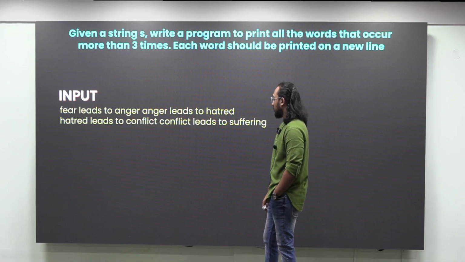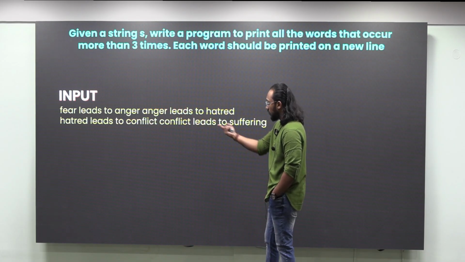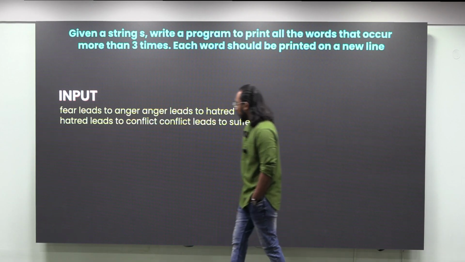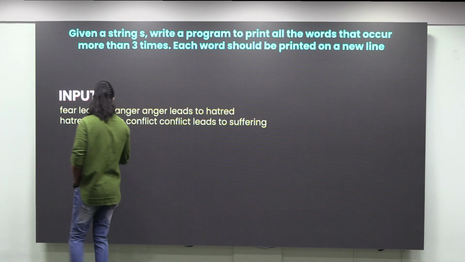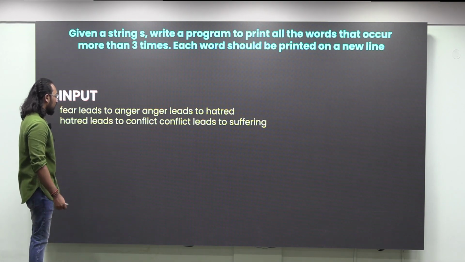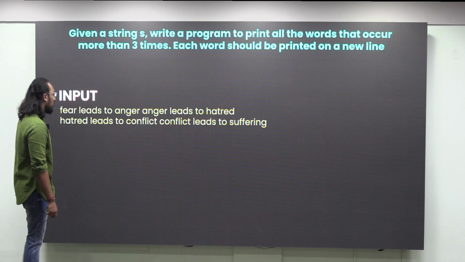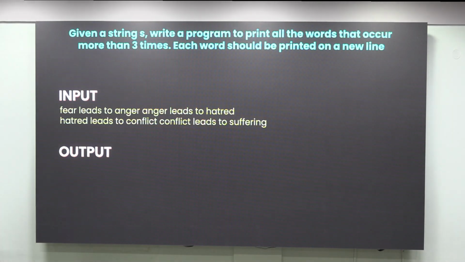Leads. Then fear, is it appearing? No. So leads, how many times is it appearing? 1, 2, 3, 4. So one word should be leads. So next one, 2. How many times has it occurred? 4 times. So the next word should be 2. Then that's it. So the output for this should be leads and 2.